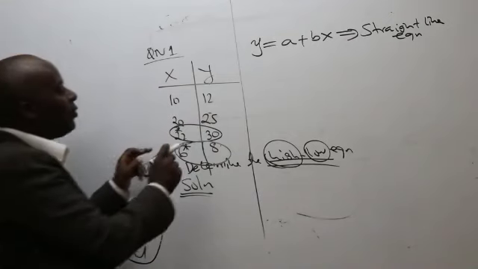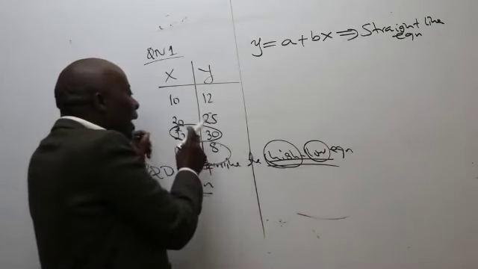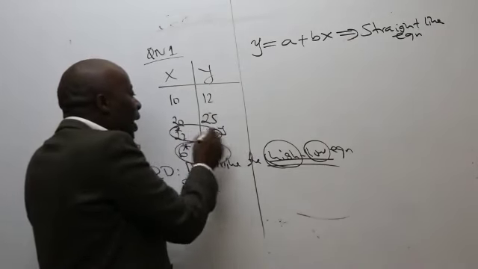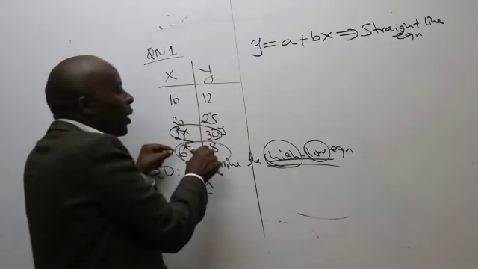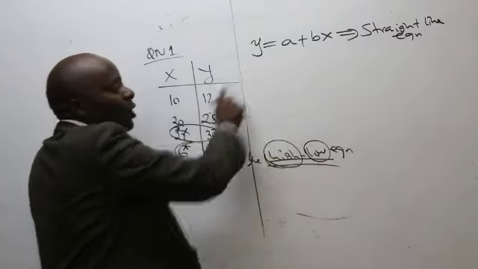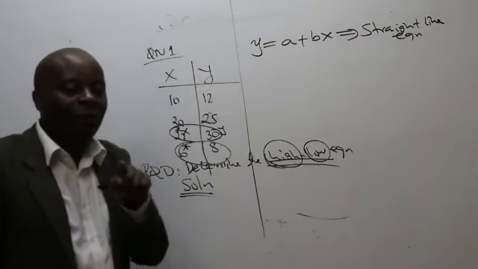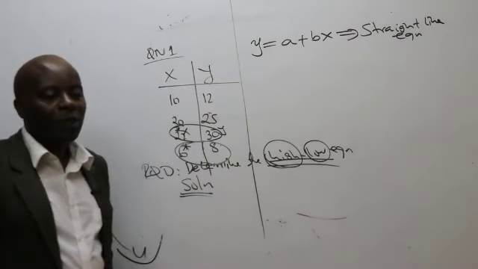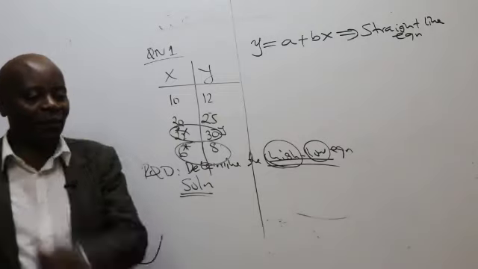So the highest x value is here. This is the highest x value. If you look carefully at the highest x value, this is y, this is x. So I would want to pick this highest x value point to be able to form the first equation. Could you kindly try forming the first equation for me? Who can try forming the first equation for us?